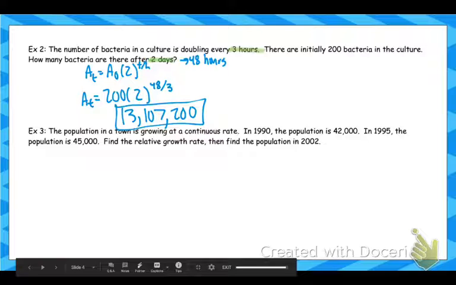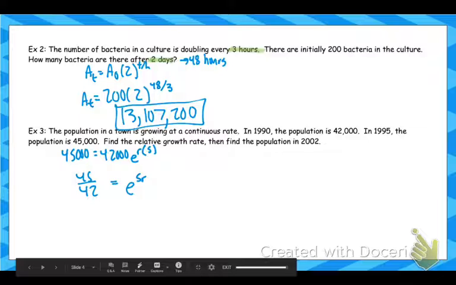So right now, we're just going to use the information we have. We're going to treat 1990 as our initial amount. So in 1995, it rises to 45,000. So that means that 45,000 is equal to 42,000 E to the R. I don't know what R is, that's what I'm solving for. And T is the time it takes to go from 42,000 to 45,000. Well, that took 5 years. So now we can go ahead and divide by 42,000, and I'm just going to reduce this a little bit.